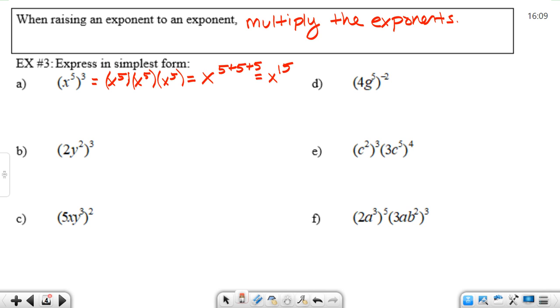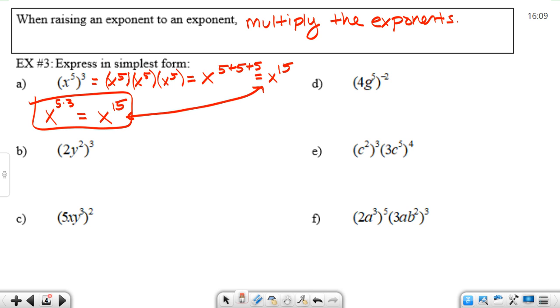Now, a much simpler and quicker way is to use this exponent to an exponent rule. So what we're going to do is instead, x to the fifth to the third, we're going to go ahead and multiply those exponents together, and that's going to give us x to the 15th. So as you guys can see, both methods yield the same result. Okay, but we're going to go ahead and go with this shortcut method here.